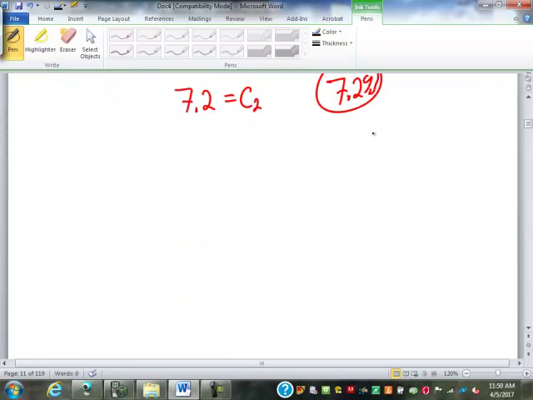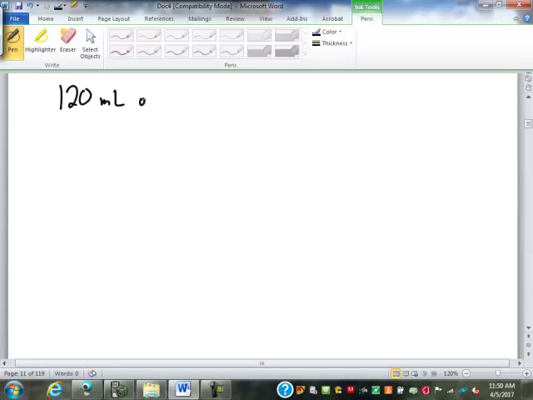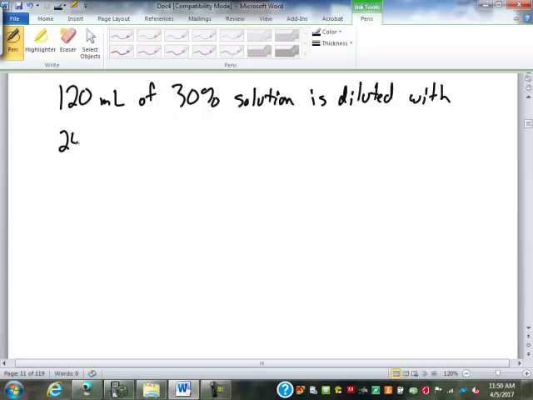There are a lot of other applications for that. We might ask, let's do 120 milliliters of 30% solution is diluted with, let's do 240 milliliters of NS. So we want to find the new concentration.